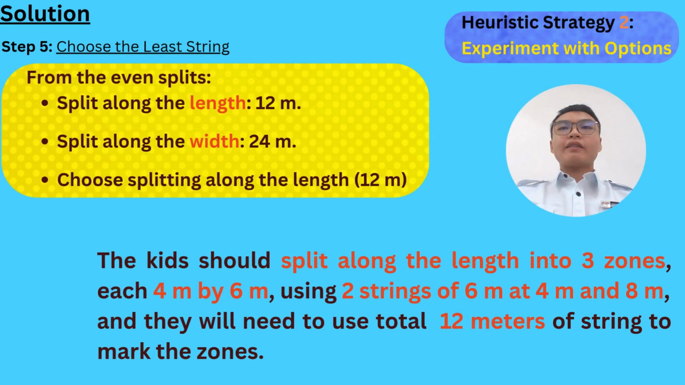For step 5 in experiment with options, we need to choose the shorter string. The split along the length uses 12 meters and the split along the width uses 24 meters of string. So we choose splitting along the length, which is 12 meters. So the kids should split along the length into 3 zones, each 4 meters by 6 meters, using two strings of 6 meters at 4 meters and 8 meters. And they will need to use a total of 12 meters of string to mark the zones.